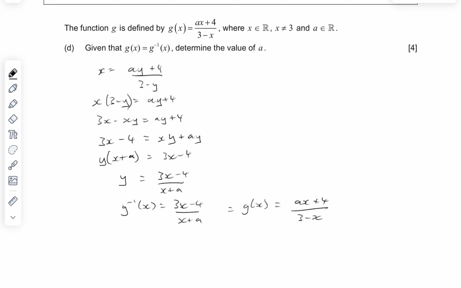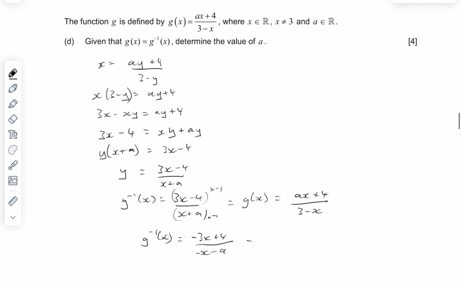So let's say inverse g of x, multiply numerator and denominator by negative 1. So we get inverse g of x equals negative 3x plus 4 over negative x subtract a, which equals ax plus 4 over 3 subtract x. If you look at that, for that to work, the number in front of the x must be negative 3. Does that work? Put negative 3 there, get a positive 3 there, yes. So therefore a equals negative 3.